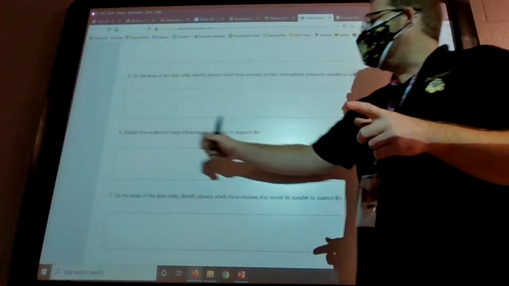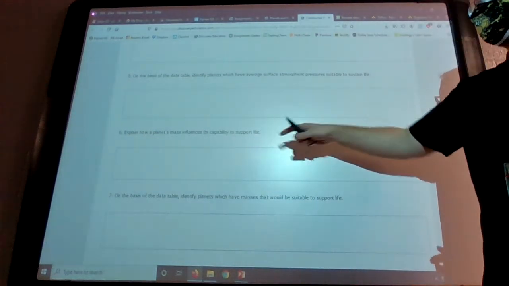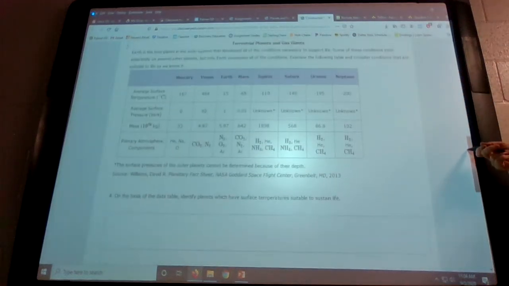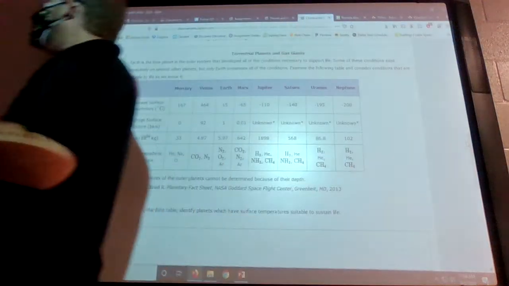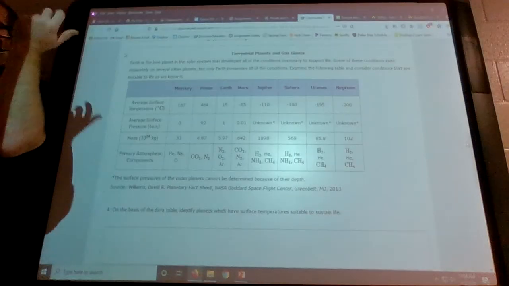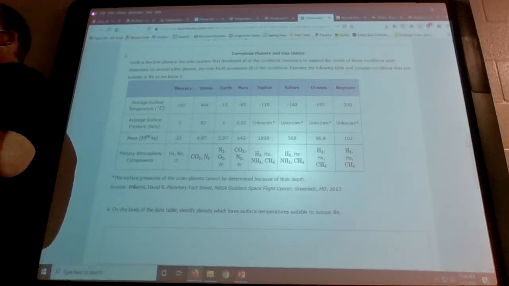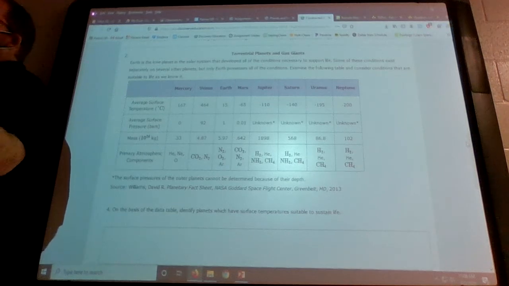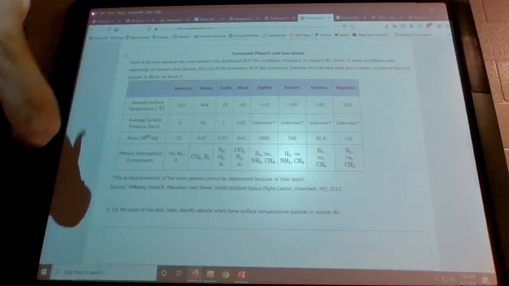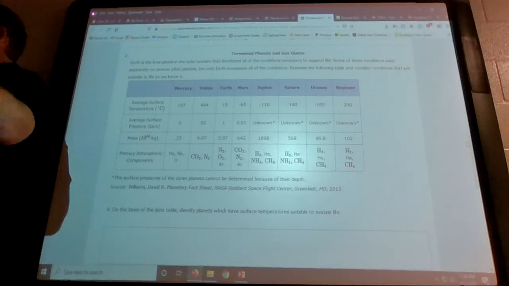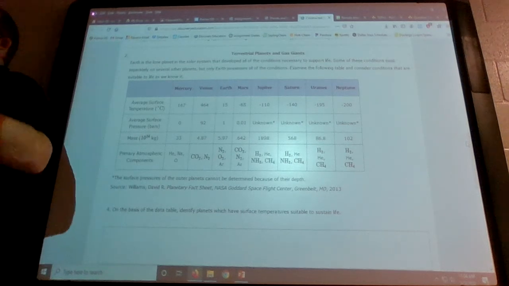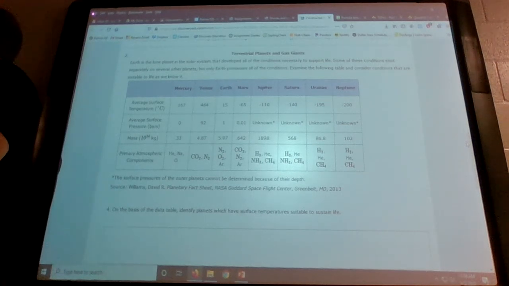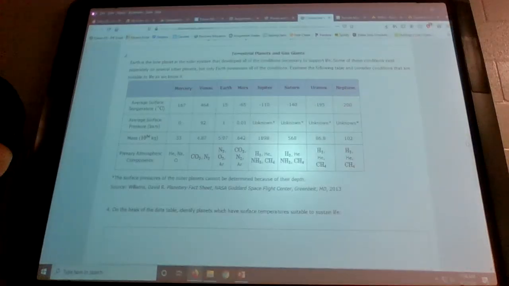Number 6, explain how a planet's mass influences its capability to support life. If you have really big mass, what's going to be the problem there? What do these big planets have that will keep us from going down to the surface and exploring? Pressure. So it's the atmospheric pressure, but also what's another kind of pressure that we feel right now? Gravity? Yes, the gravity is going to be too much. The gravitational pressure will literally crush our bones. So even if nothing harmful on the way there, we couldn't even walk. Yeah, no, you couldn't even walk unless you had like a metallic exoskeleton.